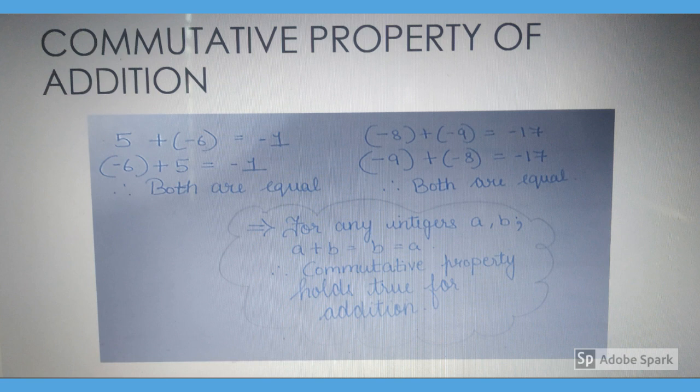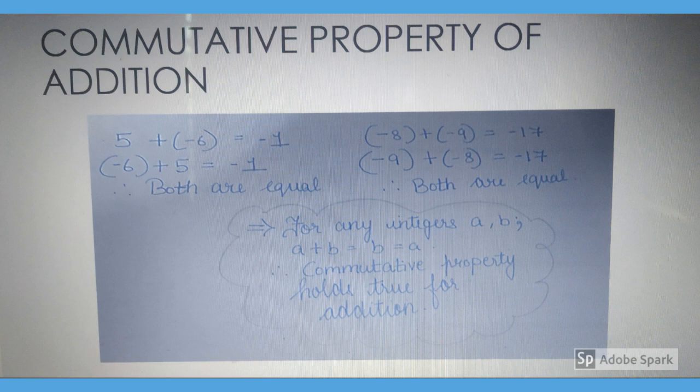Therefore, both are equal. Okay, now the next example, minus 8 plus minus 9 is equal to minus 17, and when they are rearranged, minus 9 plus minus 8 is equal to minus 17. So when they are rearranged also, you will get the same answer, minus 17. So therefore both are equal. Okay, so these are the two examples for commutative property of addition.